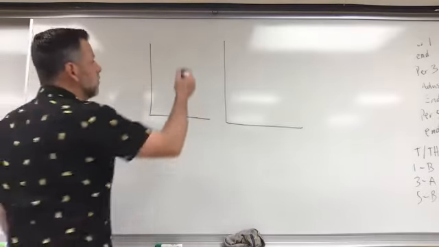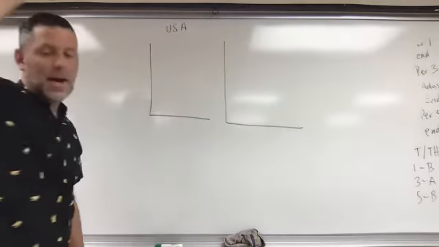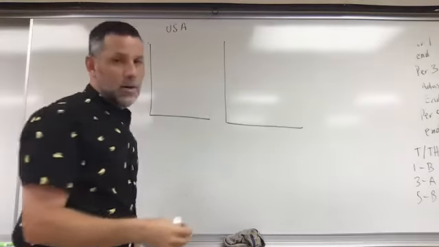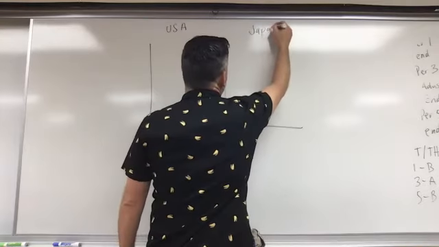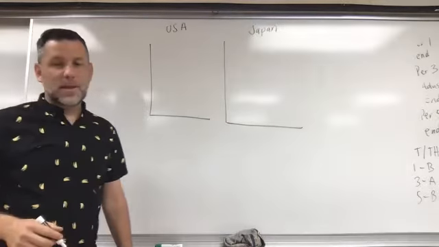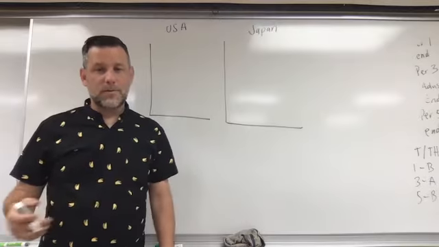So we've got two countries here. I'm going to do the United States, and then for my other graph, I'm going to do Japan. So in this scenario, we're going to be trading dollars for yen.